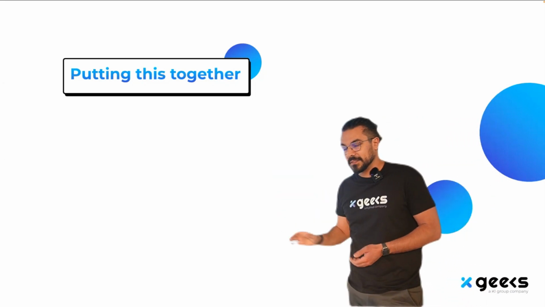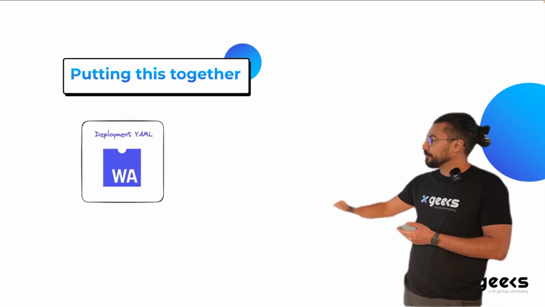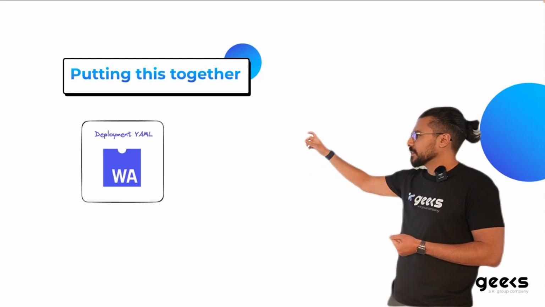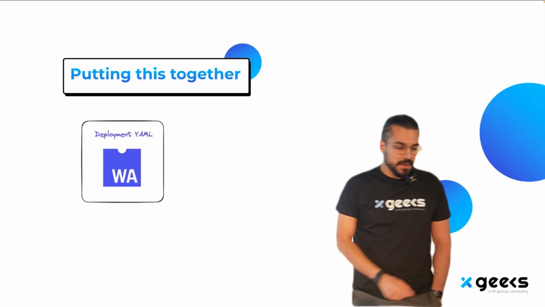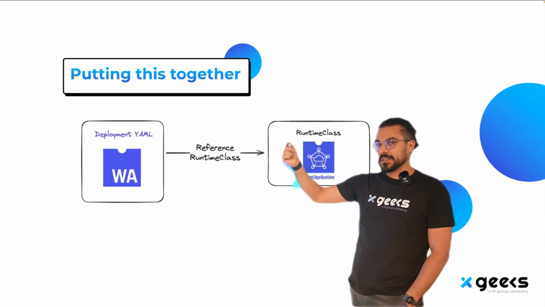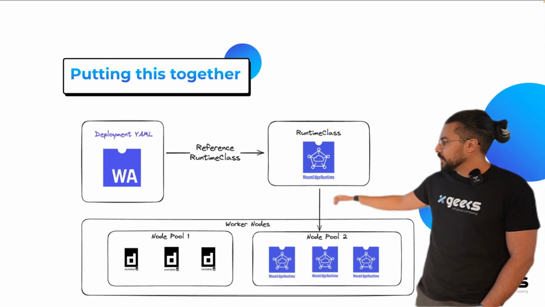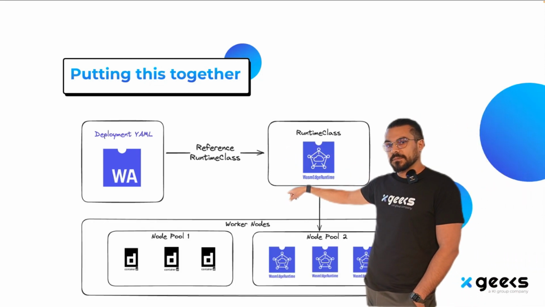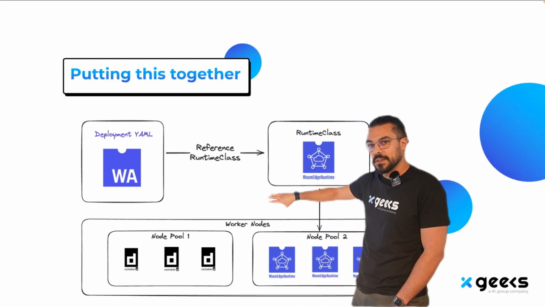So, putting these all together, and this is the title of the talk, trying to put Kubernetes and WebAssembly together. We have the deployment YAML. This is going to have your Docker image with the WebAssembly module. And then in the deployment YAML, you're going to reference a runtime class. And the runtime class will point to your nodes that have the custom runtime installed. Okay? In your cluster, you can have multiple node pools with different runtimes together.